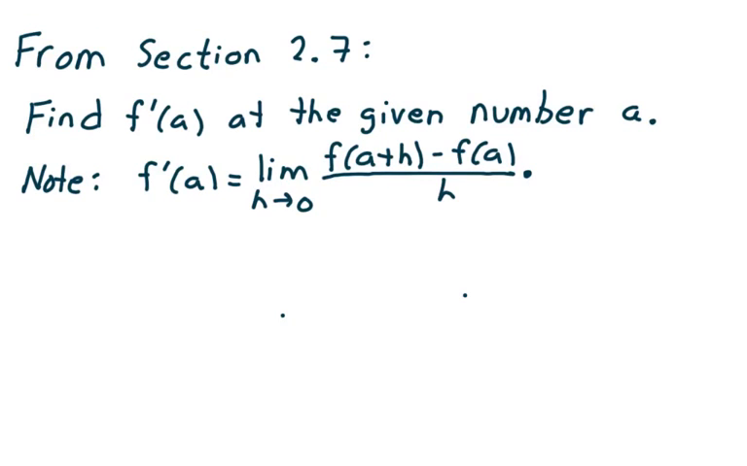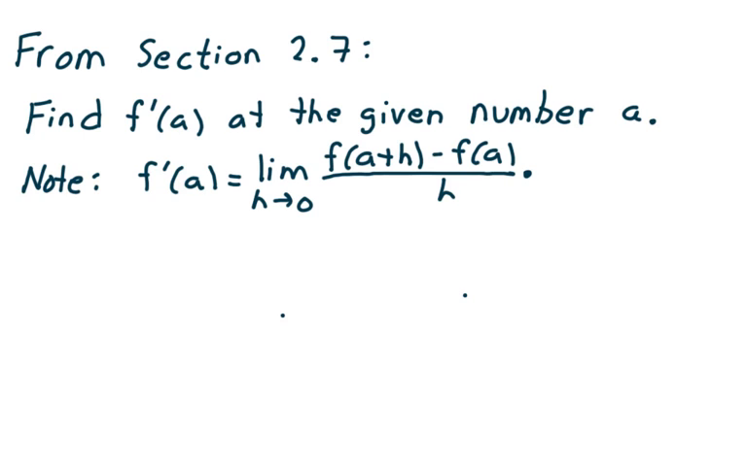This is a video from section 2.7. The directions say to find f prime of a at the given number a. Now f prime of a is the limit as h goes to 0 of f of a plus h minus f of a divided by h. So we're going to use this form of the definition.